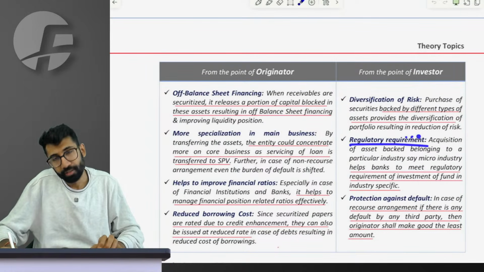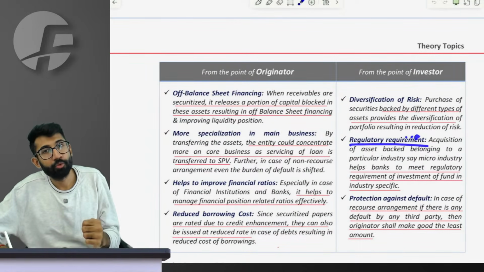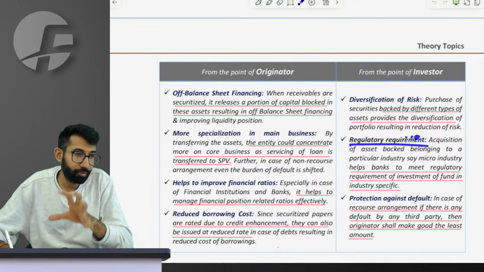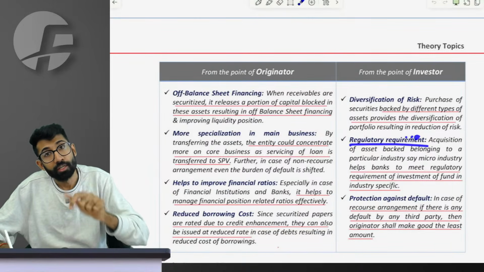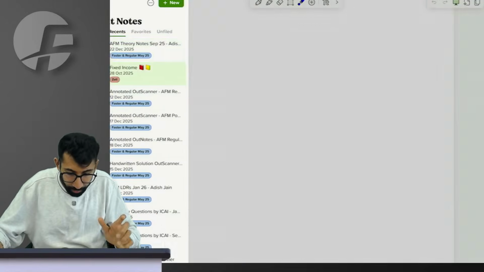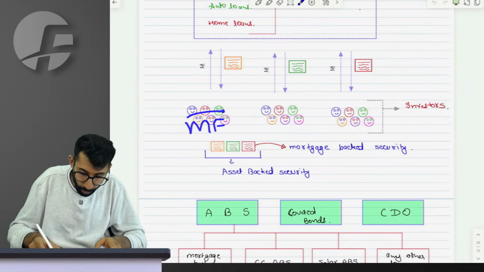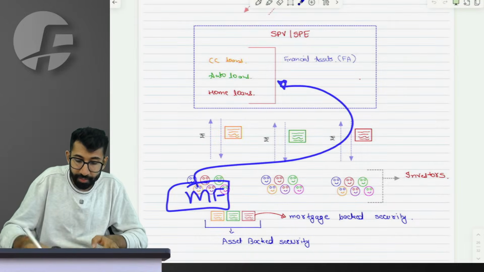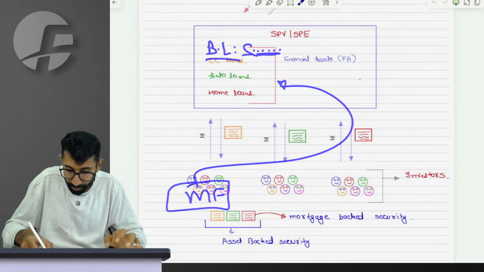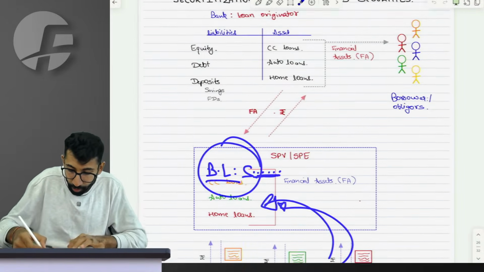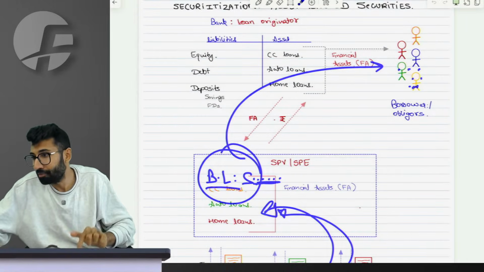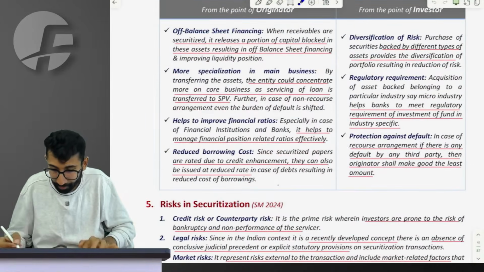Sir, regulatory requirement. Sometimes I'm a bank or a mutual fund, and there is a regulation that at least this much proportion you should invest in a particular type of security. For example, this much proportion you should invest in small and medium enterprises loans. So as a mutual fund, you become an investor and invest in securities which are the business loans given to small and medium size enterprises. When you purchase those securities, you are indirectly giving loans to those enterprises, meeting your regulatory requirement. Sir, this is what they mean by regulatory requirement, right?